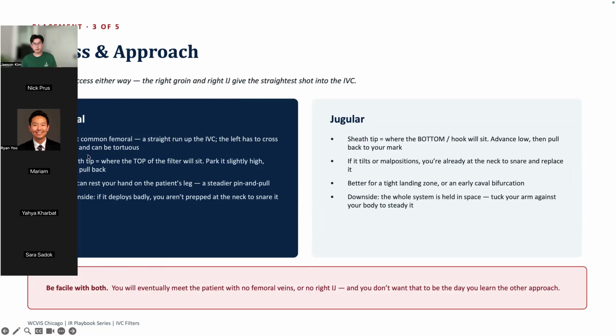The real takeaway here is that you should be comfortable in both ways, because eventually you'll get a patient where one route isn't available, and you don't want that to be the day where you're learning the other route.